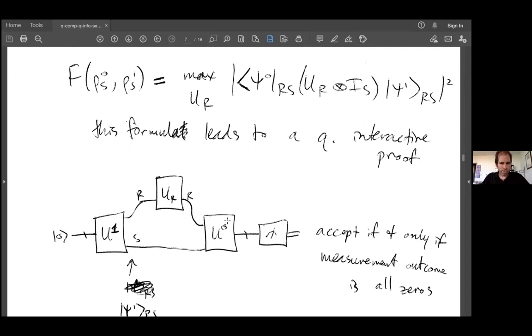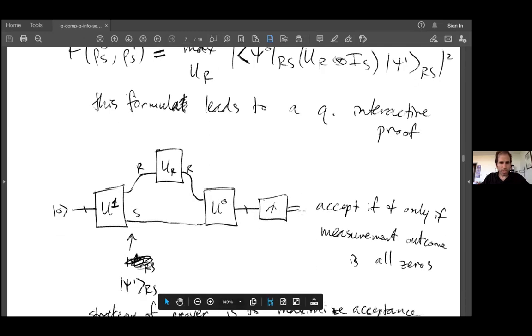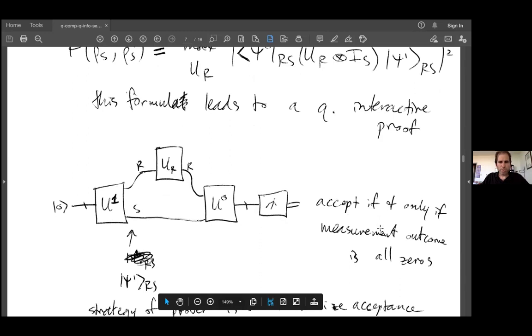So, I have a typo. I'm sorry about that. I meant to have a dagger right here. Okay, so there should be U0 dagger. So you do U0 dagger, and then you do a measurement in the computational basis, and you accept if and only if all the measurement outcomes are zeros. Okay, why should you do that?